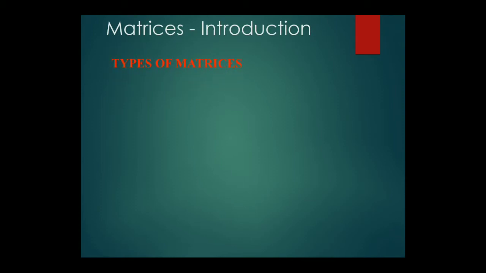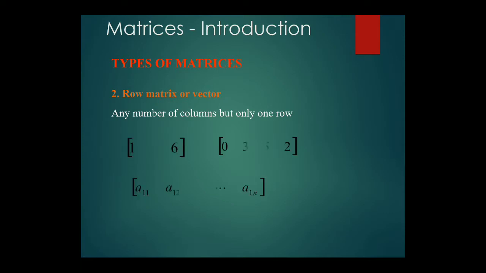Now the second type of matrix we have is the row matrix. So what is a row matrix? A row matrix is basically any number of columns but only one row. Now see, for a column matrix, we have any number of rows but only one column. So it's just the opposite. Similarly, we have these examples. You can just take a look at them.